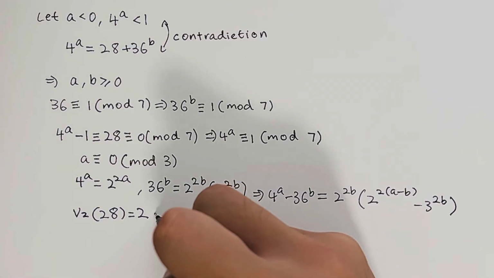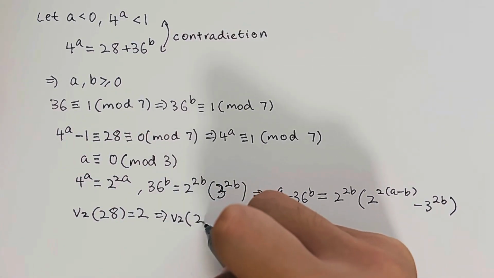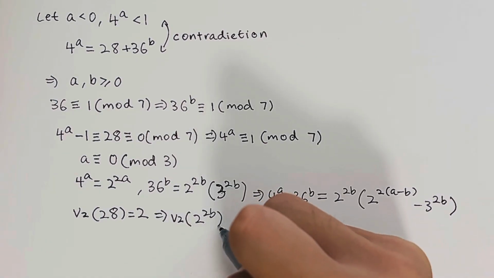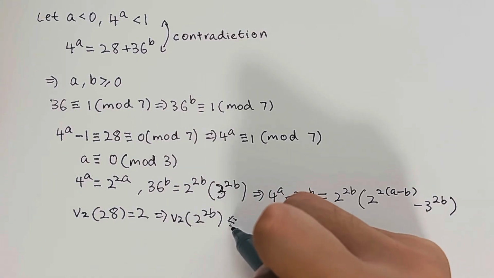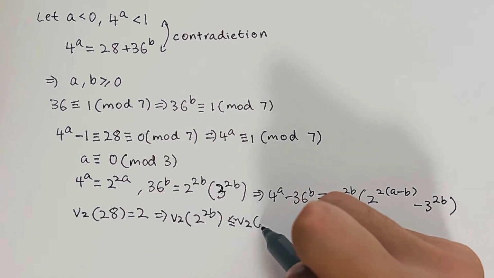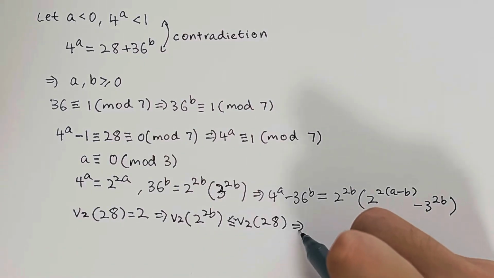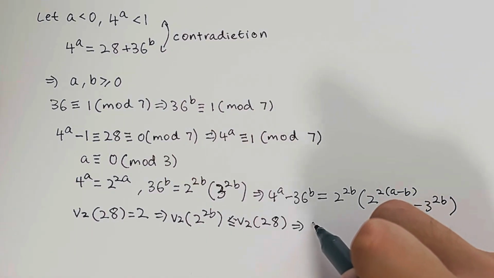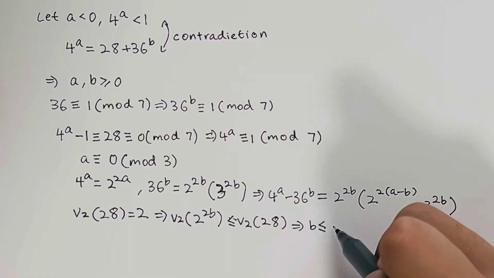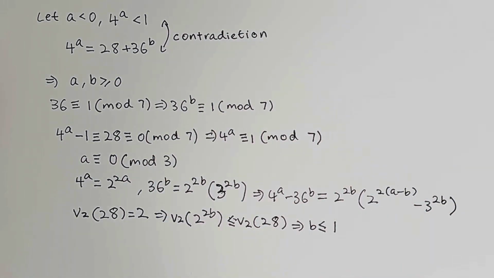Therefore, v2 of 2^(2b) is less than or equal to v2 of 28. So we'll have 2b less than or equal to 2, so b is less than or equal to 1. And this is the key bound. There are only two possible values to check: b equals 0 and b equals 1.